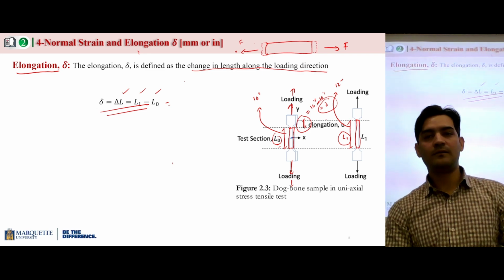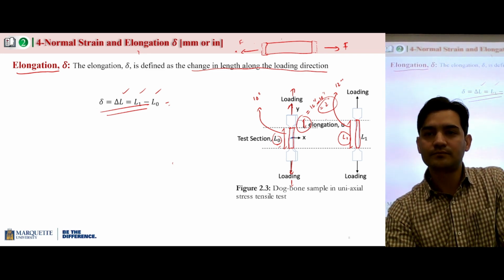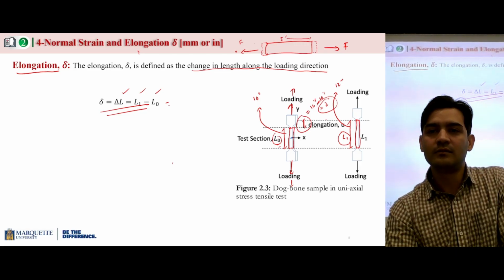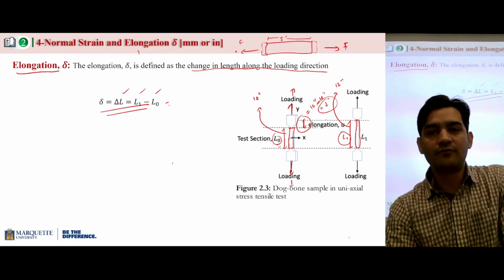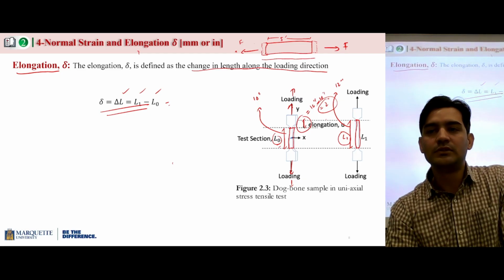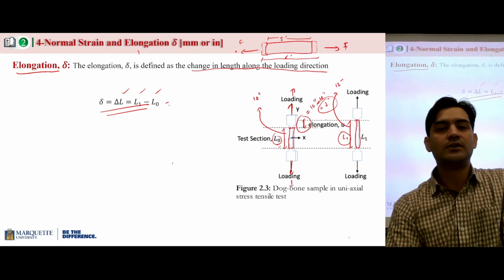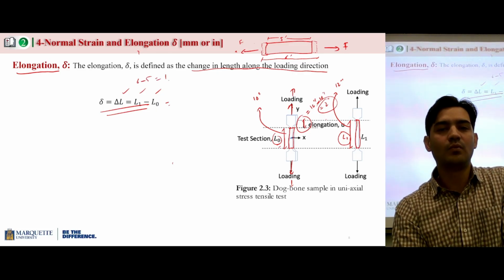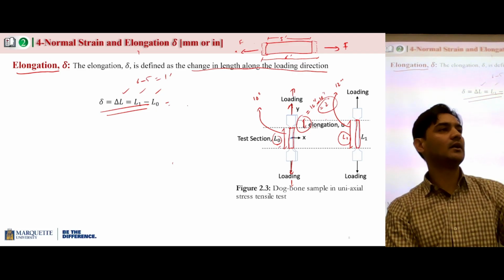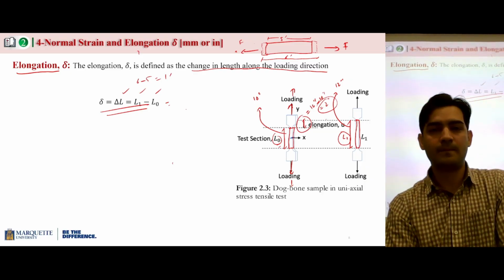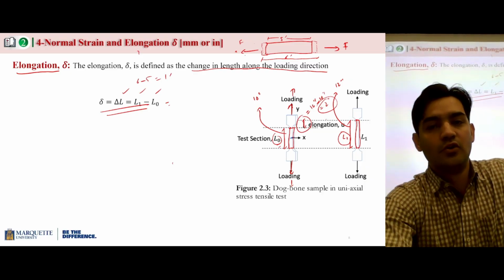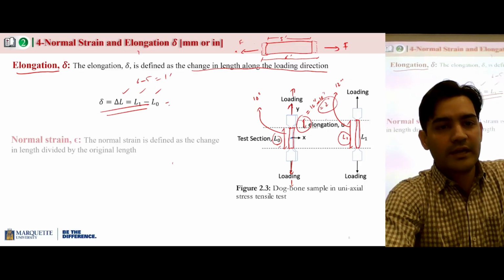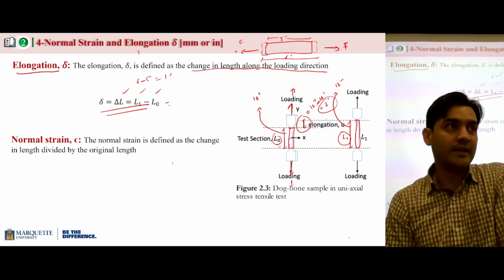For example, in this case, let's just say it was 5 feet, and when you apply a force, the length increases to 6 feet. What is the elongation? Elongation would be 6 minus 5, 1 foot. That's how you can calculate the elongation, which is change in length along the loading direction. Now, from elongation, we can calculate strains.